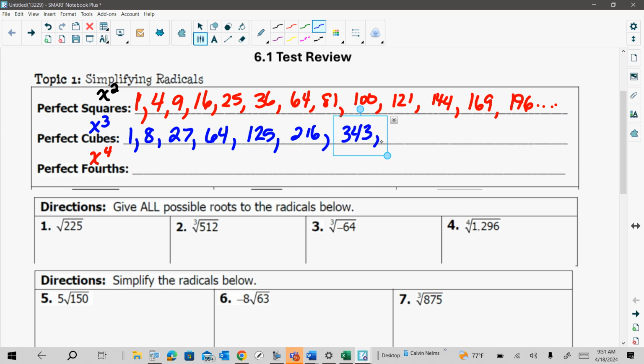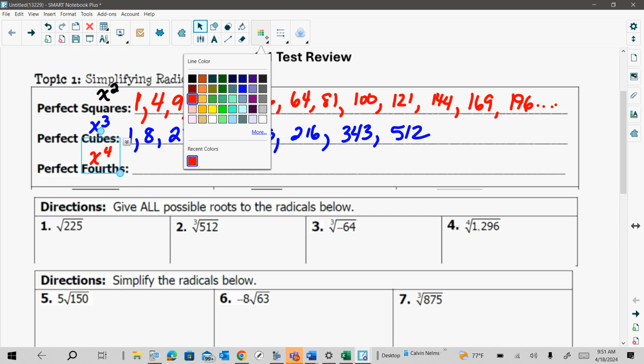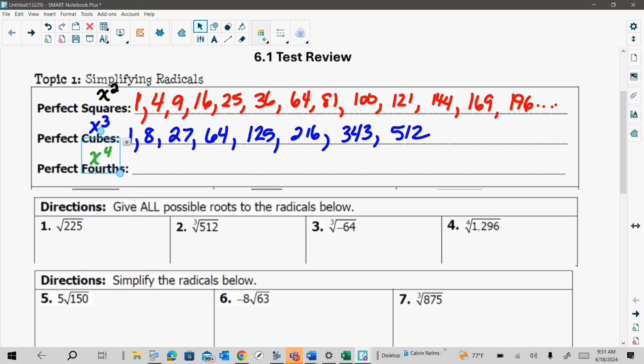We're using these numbers to simplify. The front page is just simplifying. I'll review that with you again. And then change that to green. And then the back page is solving equations, which is what we did the last couple days.